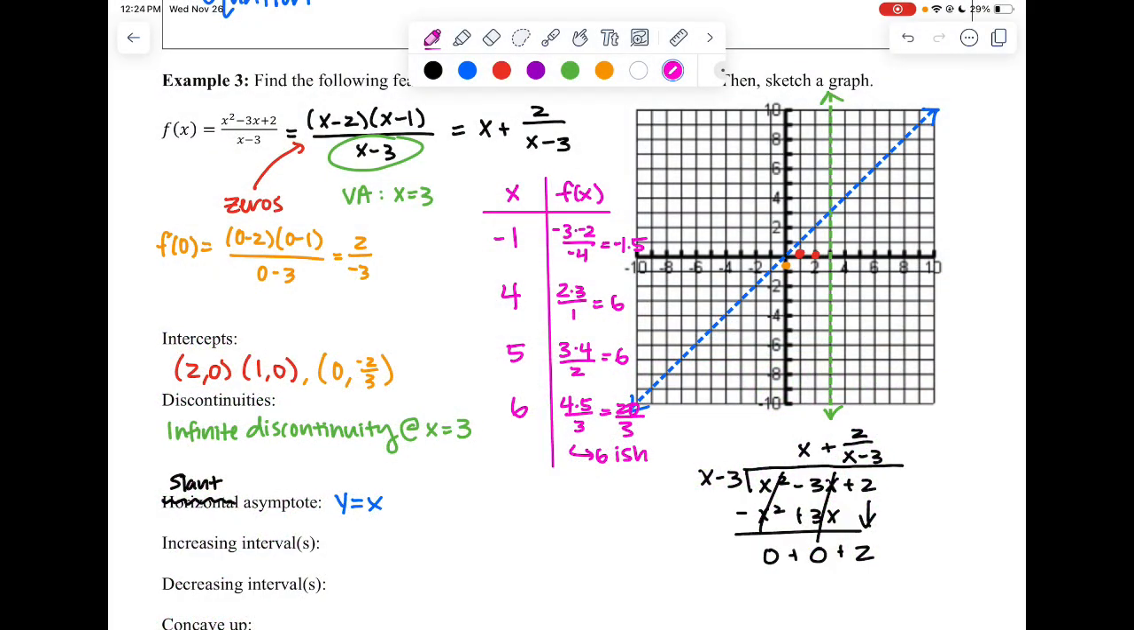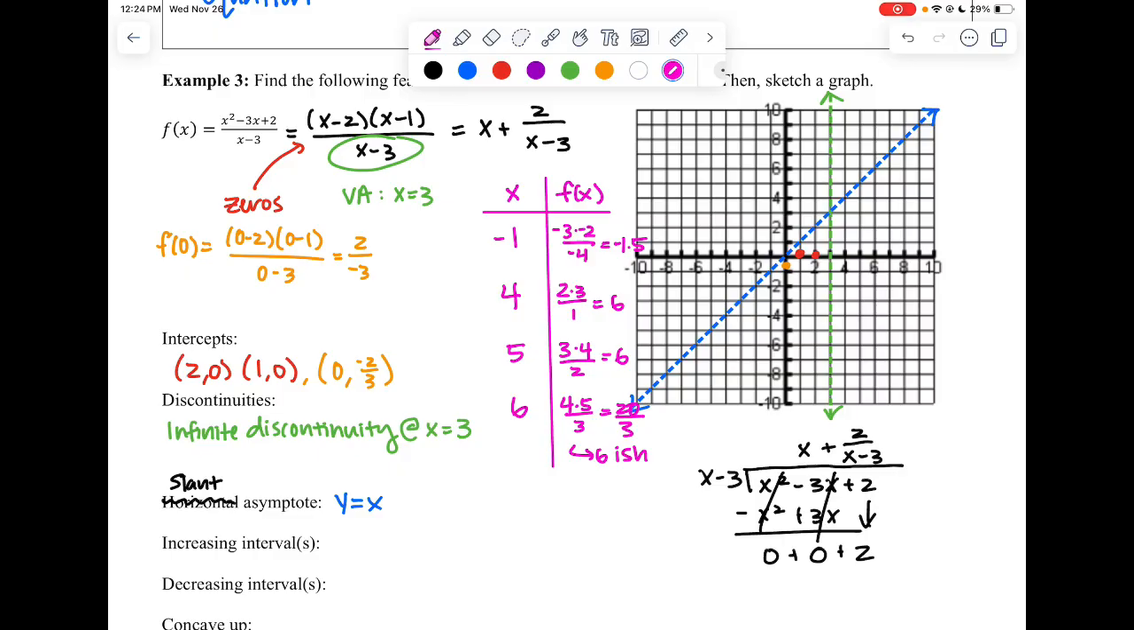All right, welcome back, everyone. I have graphed the things that we said we were going to graph, and I also came up with a table of values of some other points. What I have in my graph is all that we came up with on the side: our intercepts, our discontinuities, and our asymptote.